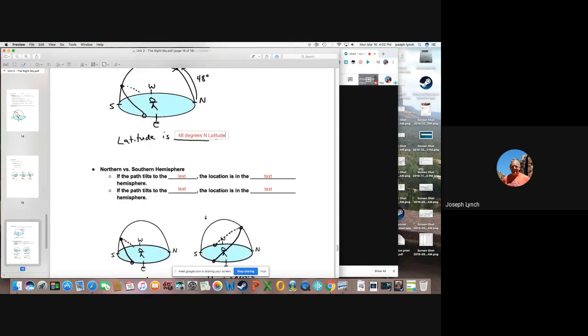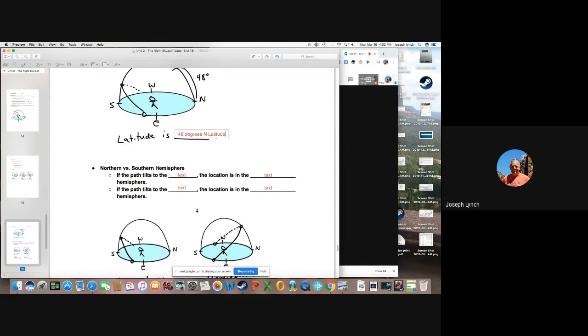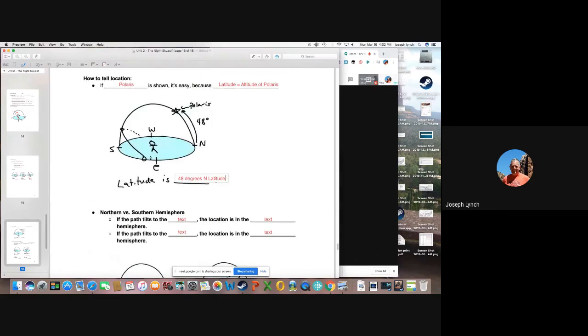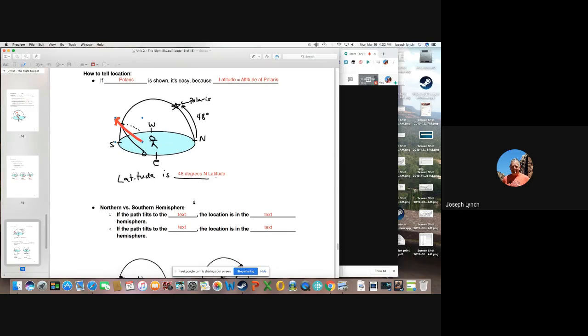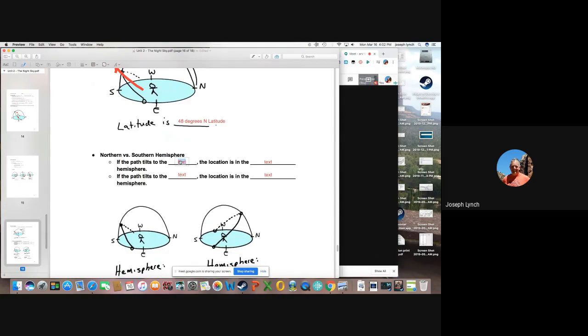All right. Now, to tell the northern versus the southern hemisphere, you look at the way the path tilts. What I mean by that is here I am in the east and I'm going up this way. So I just draw an arrow in showing which way it's tilting, like so. All right. And so if the path tilts to the south, like this one is tilting towards the south, you're in the northern hemisphere. Okay, we're in the northern hemisphere. We always have to look south to see the sun at noon.